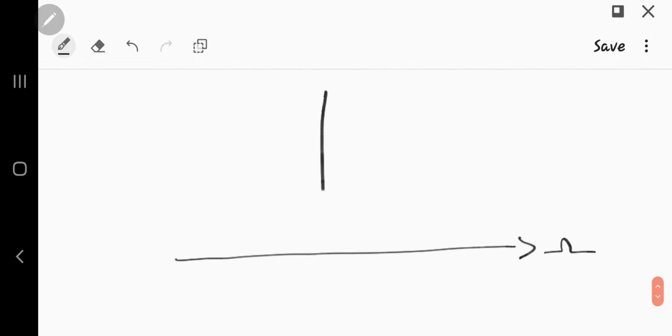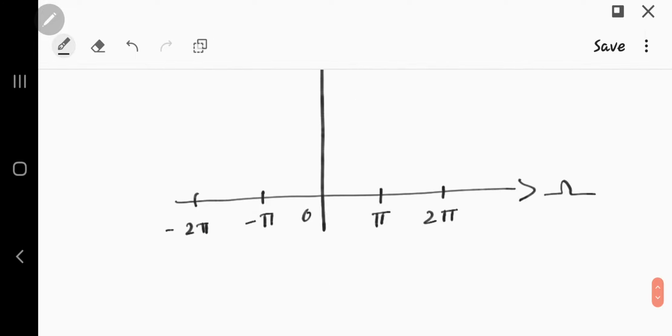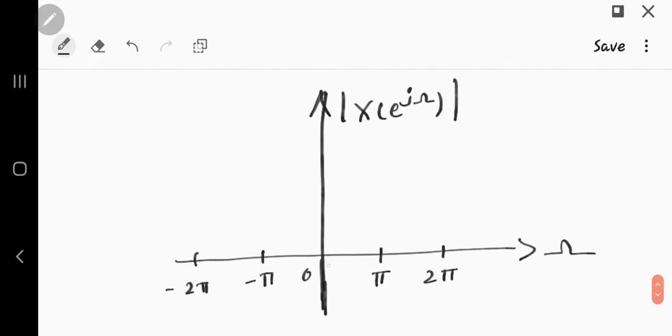Observe here, so this is the omega axis here. So we have to plot X of e power j omega. Now this will be in terms of pi, 2 pi and so on. So observe this, it can take only positive values. So that means the amplitude will be positive only, since alpha is always less than 1.